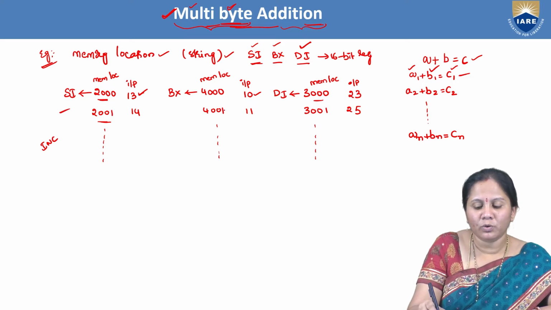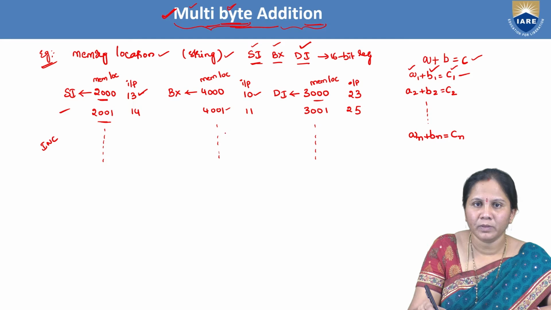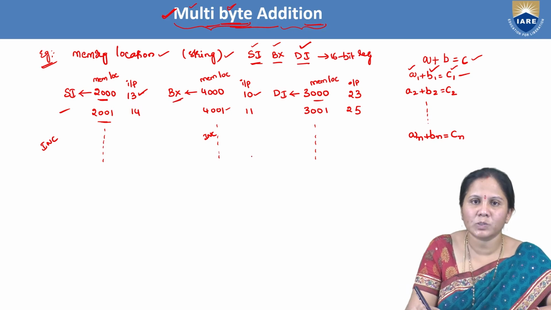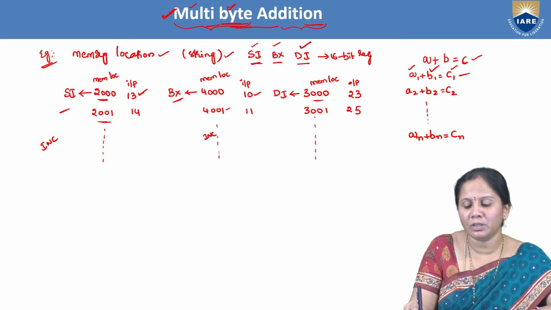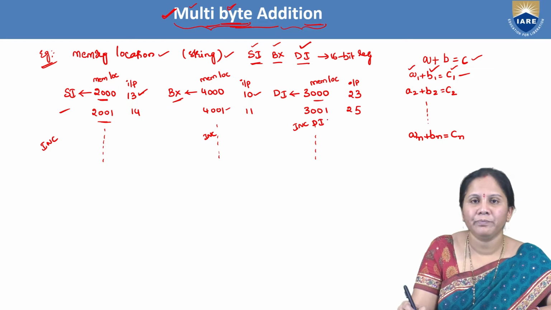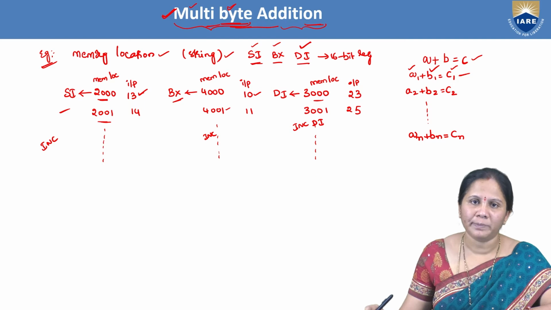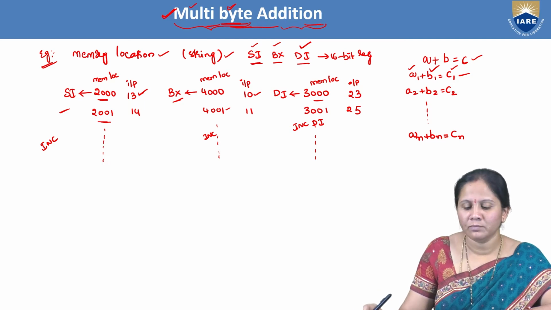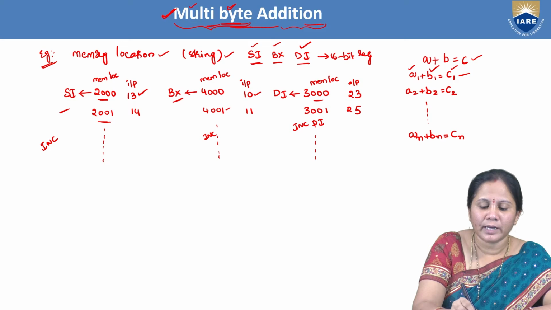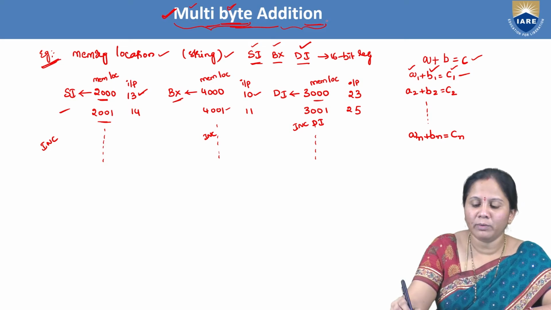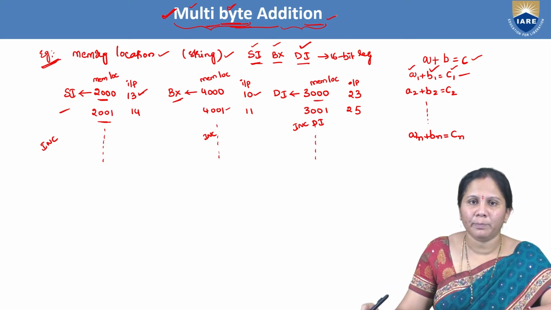Similarly here, to take the input from 4001, you have to use the instruction INC. INC, what value? BX value. So we have to write increment BX. And similarly, in order to store the output in 3001, you have to write increment DI. So we have to use the instructions properly in order to perform that operation. Now let us write an assembly language program to perform the multi-byte addition operation.